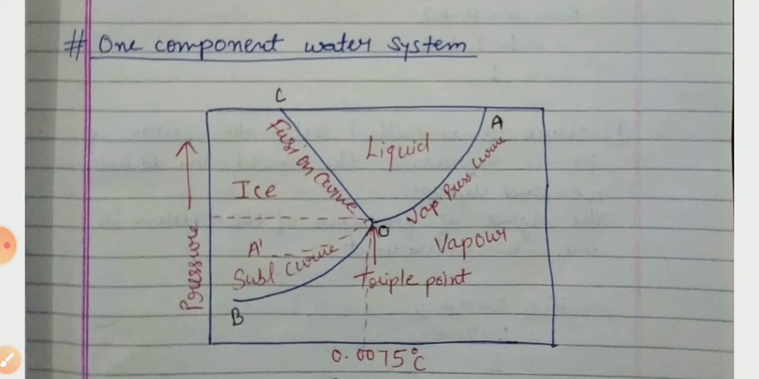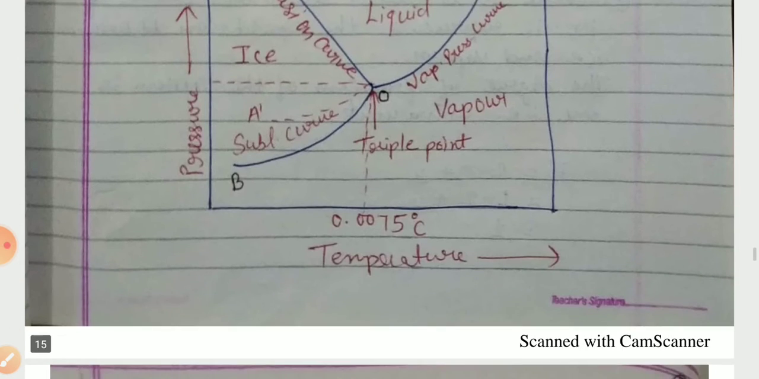Here you can see the pressure and temperature diagram of a water system. In this diagram, three curves are present: the fusion curve, the vapor curve, and the sublimation curve. We have three areas: liquid, solid, and vapor, and one triple point. These are the points we will discuss in the phase diagram of a one-component system. This is the simple phase diagram for a one-component water system.